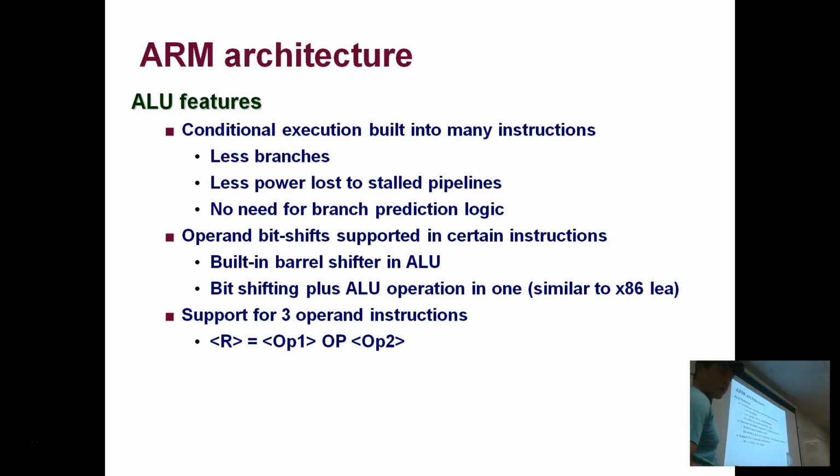Okay, in terms of the ALU, some of the features that ARM has, they built conditional execution into a lot of their instructions. You saw earlier we had this conditional move, where you put your conditional inside the execution unit, and you never have to block the control flow of your program and then stall on that branch. You just throw that into the data execution unit and let the results speak for themselves, and then you're allowed to prefetch more instructions without blocking. And so, yeah, less power loss due to stalled pipelines on that conditional branch. And then no need for branch prediction logic.